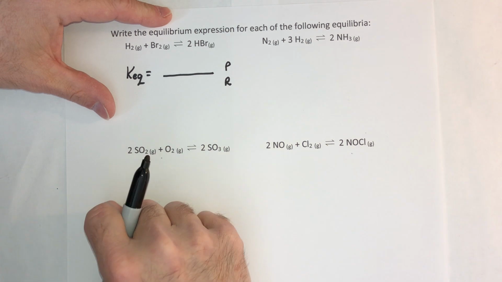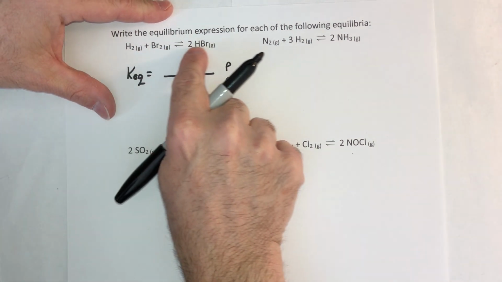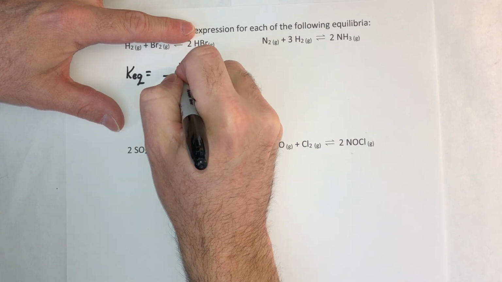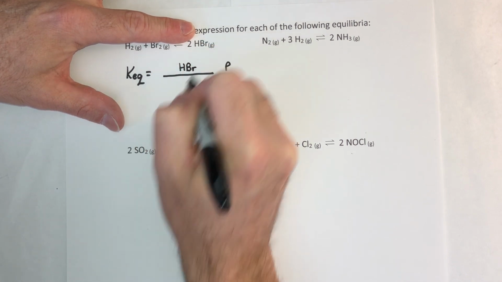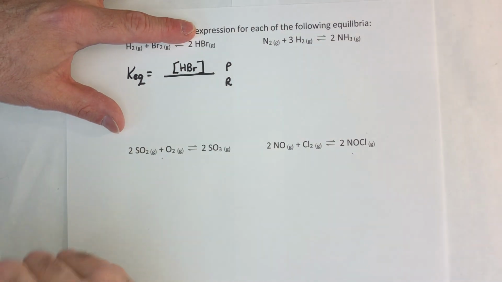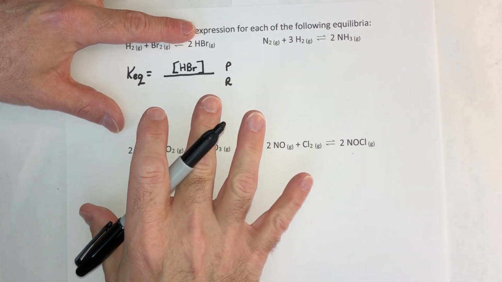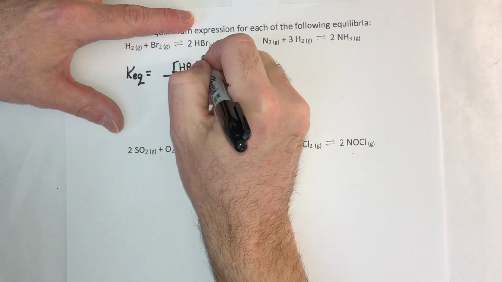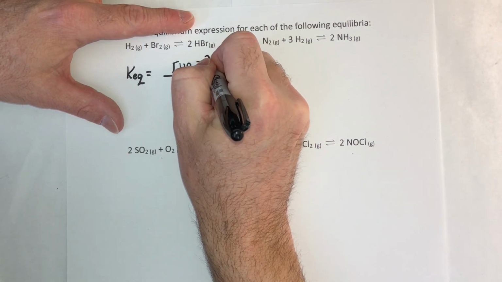So kind of like the example I just gave, this has only one product. The only product is HBr. So I'll put my HBr here. You will put square brackets around it to indicate that this is all about concentration. And whatever numbers were used to balance it, those become your powers. So this will be squared.